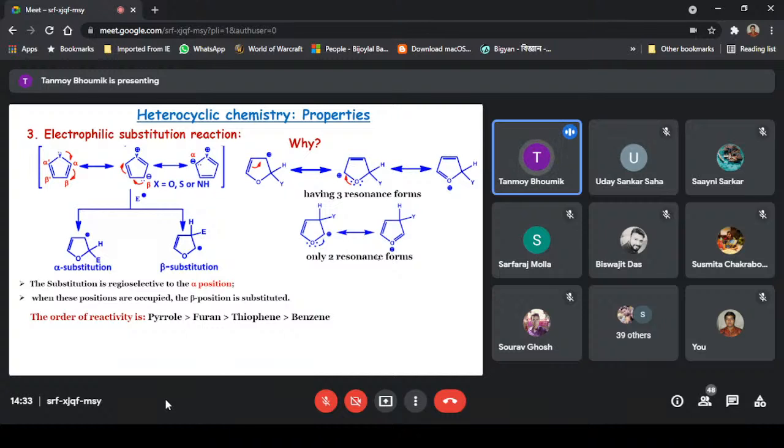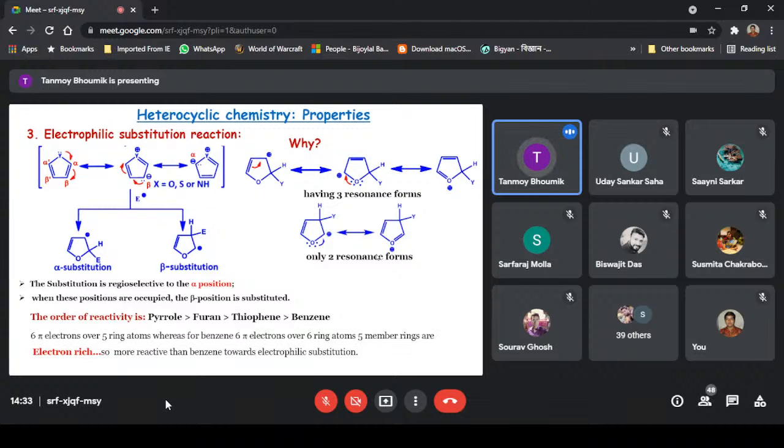This is the electrophilic substitution reactivity order. Benzene has the lowest reactivity, and pyrrole has the highest reactivity, after that furan, and after that thiophene. When the alpha positions are occupied, the beta positions are substituted. The order of reactivity is pyrrole the highest, after that furan, after that thiophene, and after that benzene. That is the reactivity order for the electrophilic substitution reaction of these aromatic 5-member heterocyclic rings.